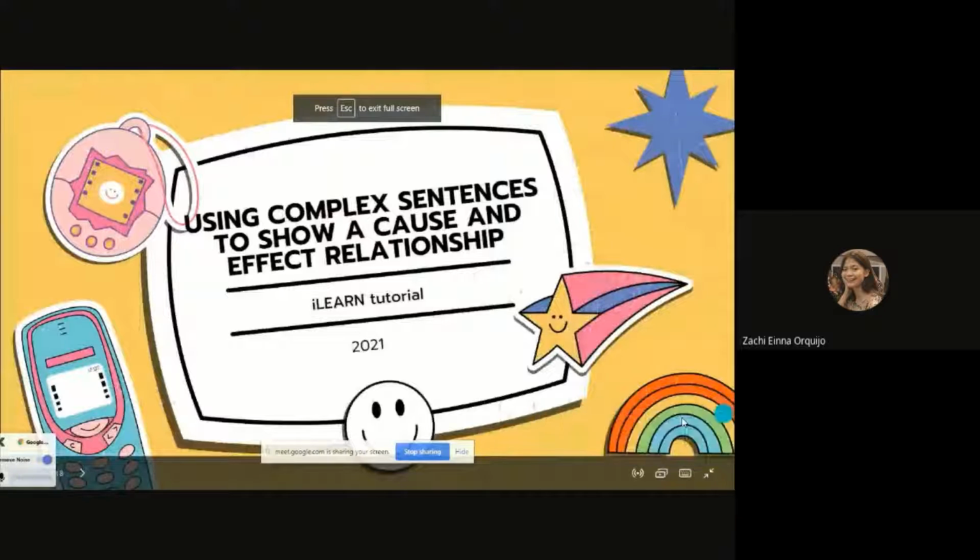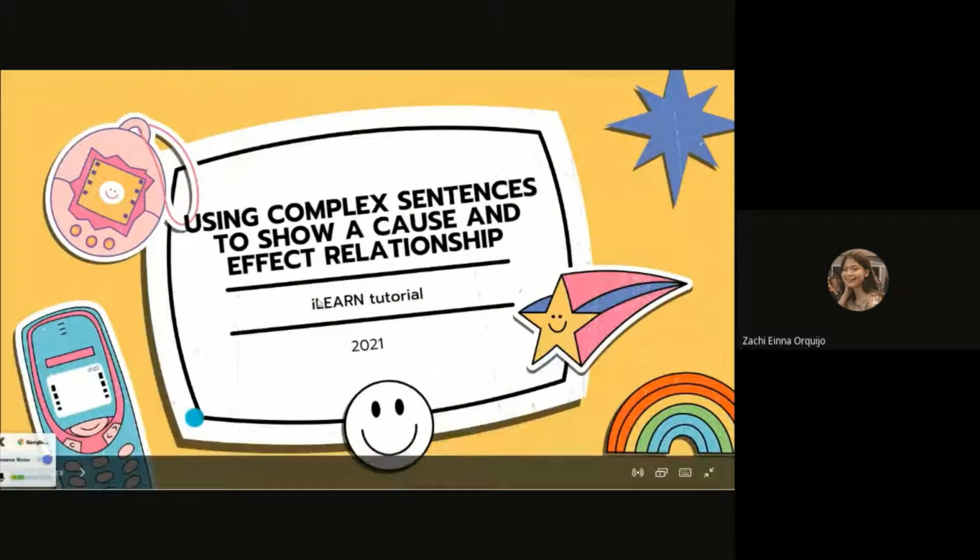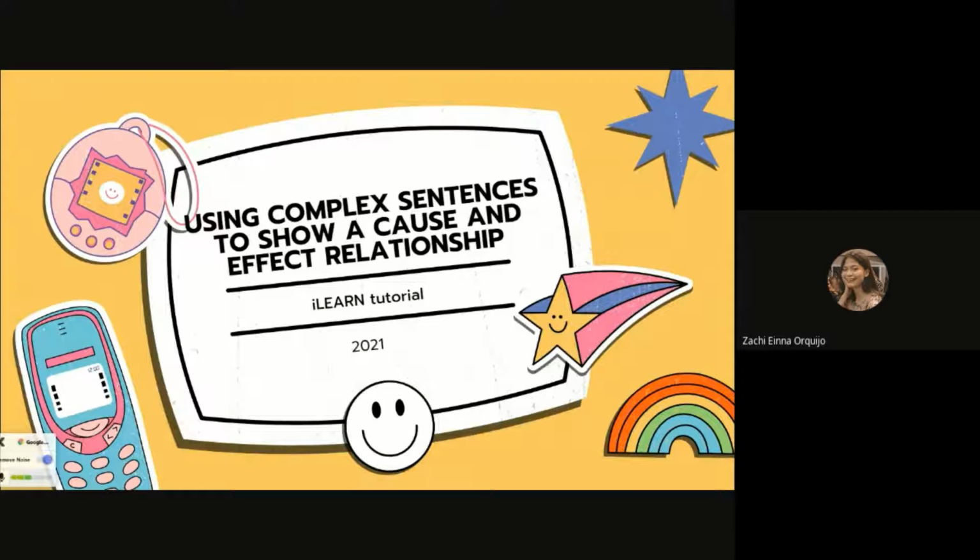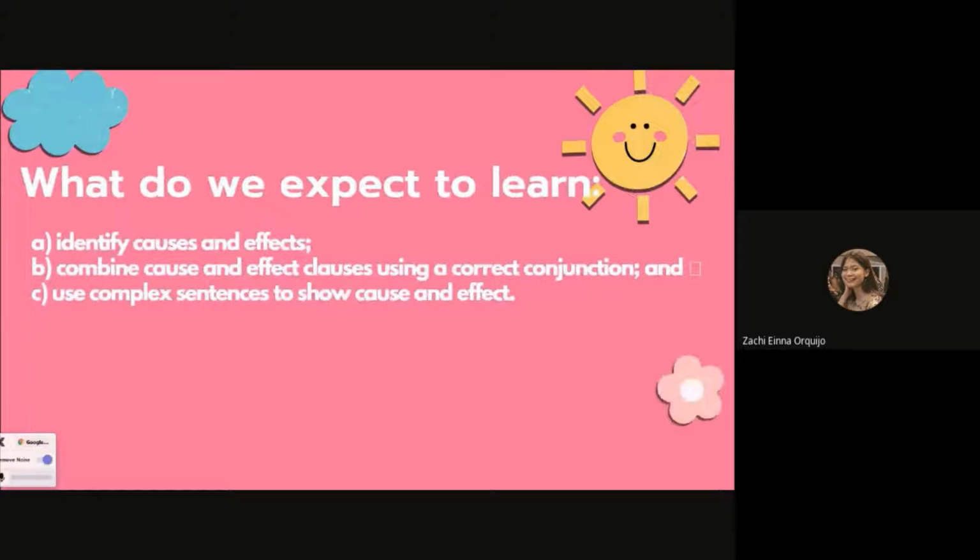Right. So we will have another lesson to be discussed, which is using complex sentences to show a cause and effect relationship. So the things that you need to attain, or the things that you need to expect to learn in this lesson, are the following. First, you need to identify causes and effects.